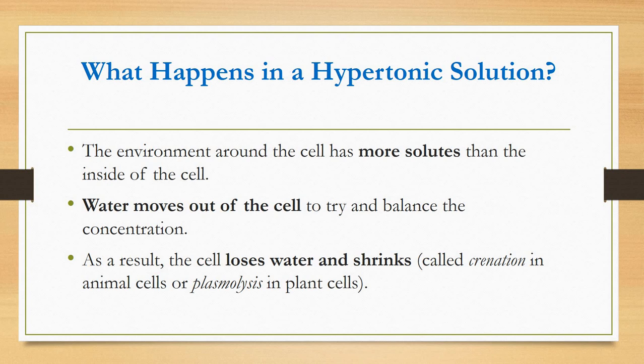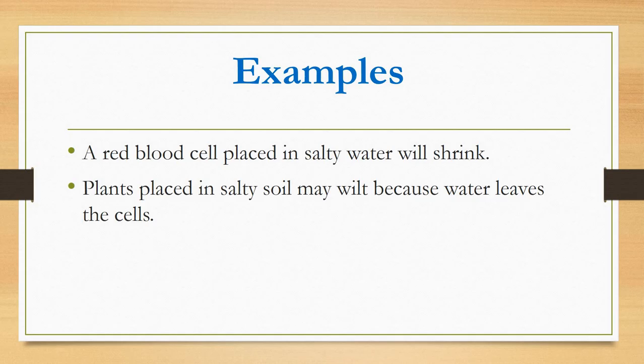Last time, what happens in a hypertonic solution? The environment around the cell has more solutes than the inside of the cell. Therefore, water moves out of the cell to try and balance the concentration. As a result, the cell loses water and shrinks. This is called crenation in animal cells or plasmolysis in plant cells. Okay, let's continue. Let's look at the examples.